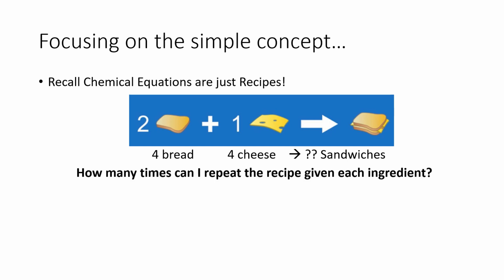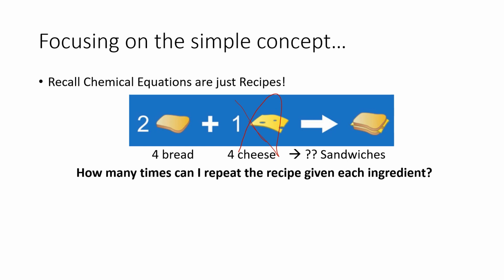Well, what we can do here is we can ask this key question. Don't forget this question. How many times can I repeat the recipe given each ingredient? So here's what I can do. What I'm doing here is that I'm going to temporarily ignore cheese. I'm going to cross it out.